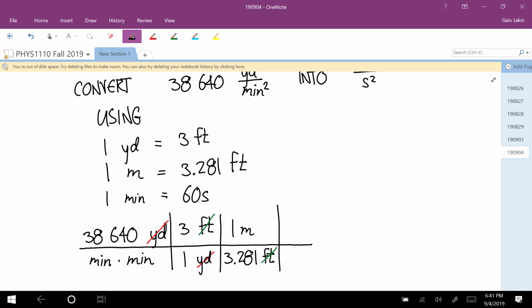And now I'm going to start to cancel these minutes. We have 2 of them. So we're either going to multiply by 1 minute over 60 seconds or 60 seconds over 1 minute. Which one of those do we want? Yeah, we want the minutes on top to cancel the original minutes that we have on the bottom. So 1 minute is on top. And 60 seconds is on the bottom. And then we cancel one of these with that.